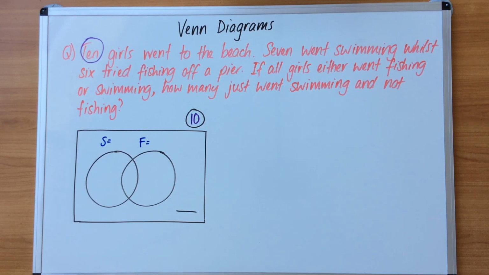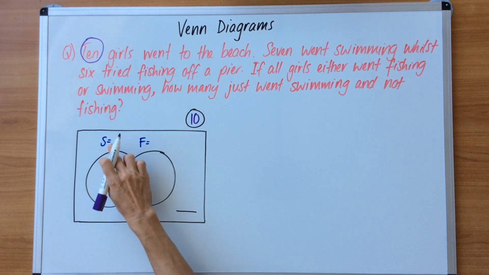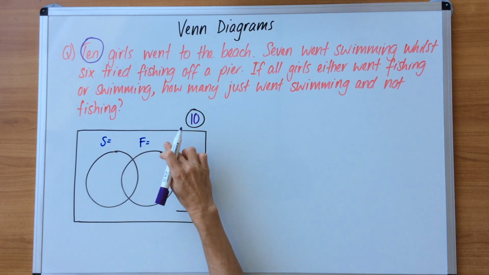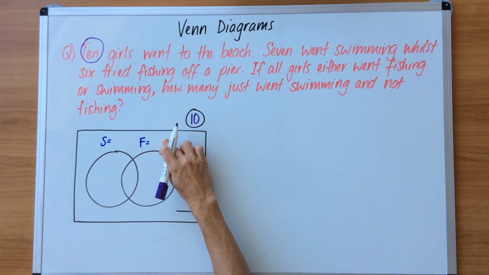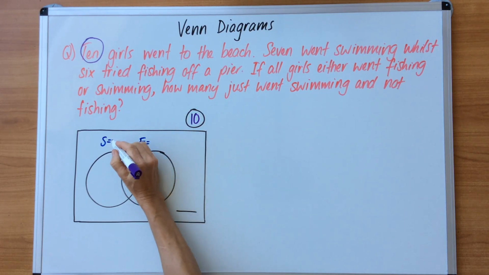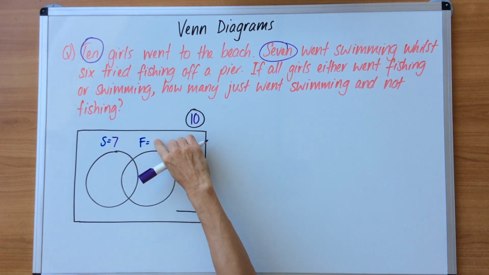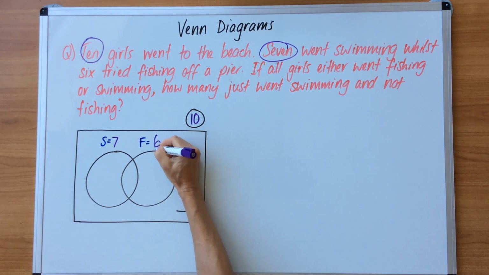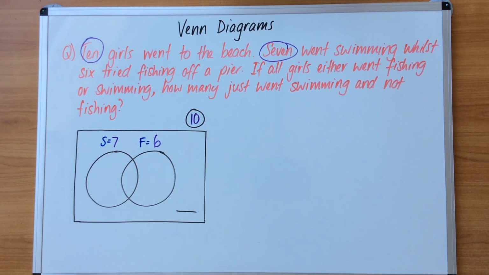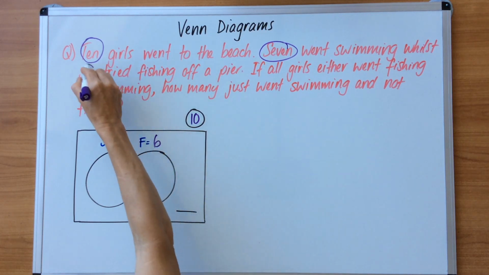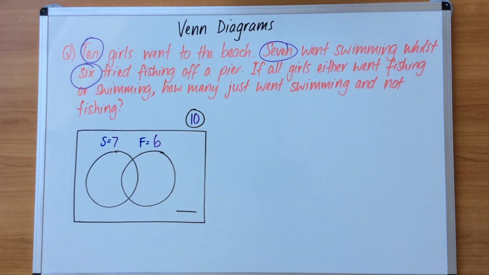On the top of the first set, which is this circle here, I've written S for swimming, and then I've written an F for fishing. Now I know that there was 7 girls that went swimming. It tells me here 7 went swimming. It also tells me that on top of the second set here for F for fishing, that 6 went fishing. And it says it here, 6 tried fishing off a pier.